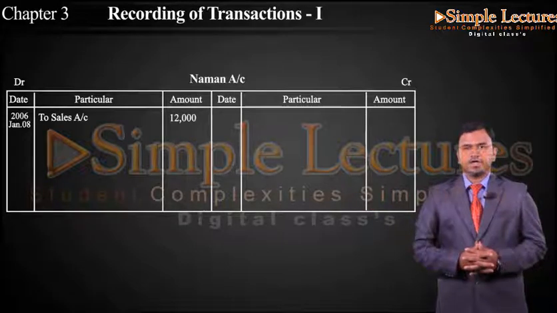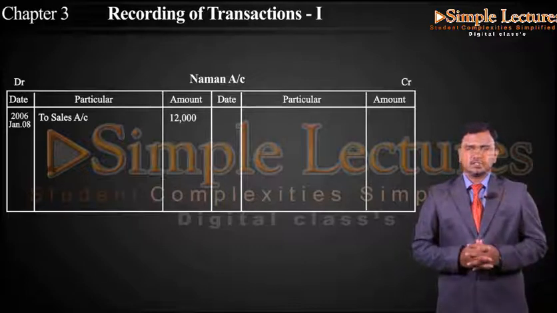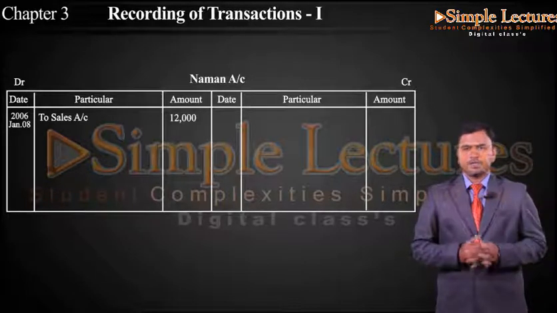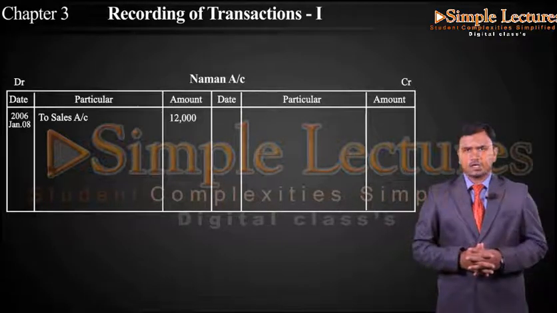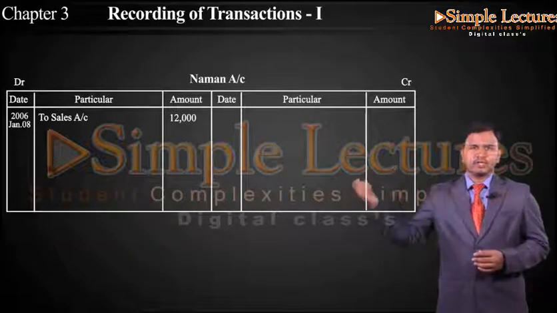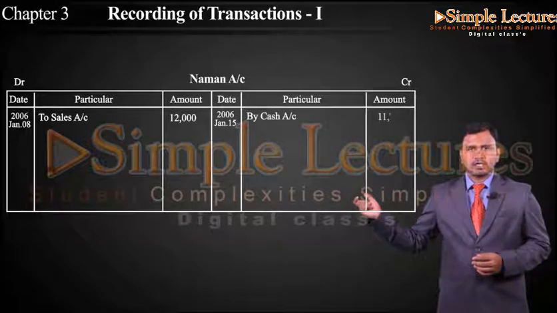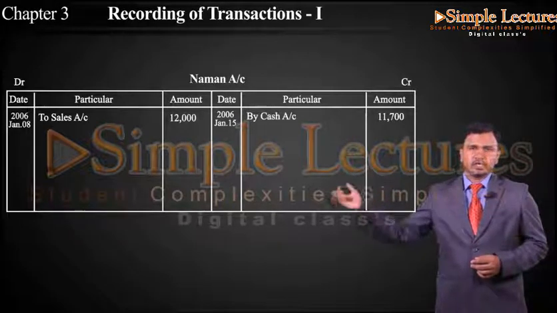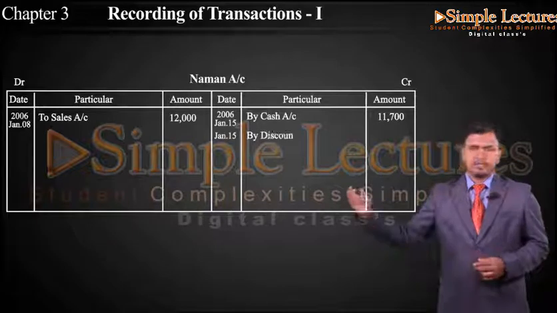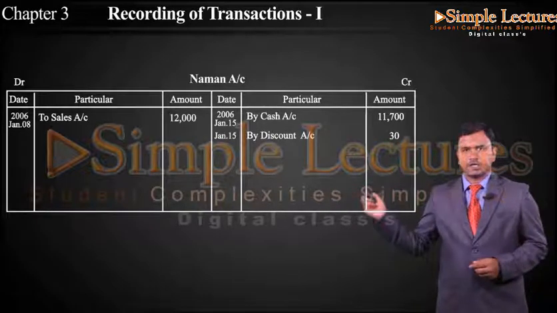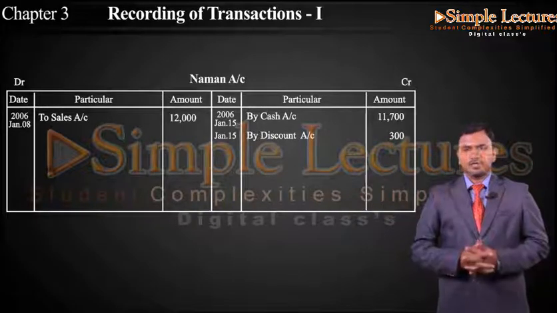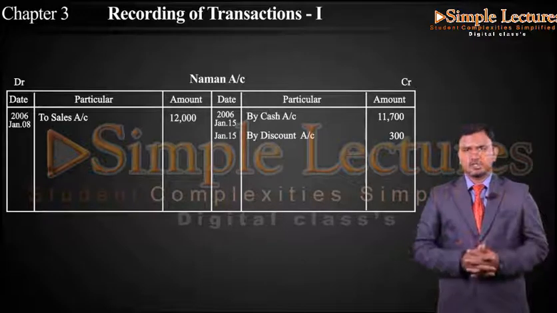So next entry we have on Jan 15th, where the journal entry is cash account debtor, discount allowed account debtor to Naman account. So Naman account was credited here. So the same should be taken in the credit side. So the date will be Jan 15th by cash account 11,700. Then again same date Jan 15th by discount account 300. So only we have 3 entries which should be taken from the journal.